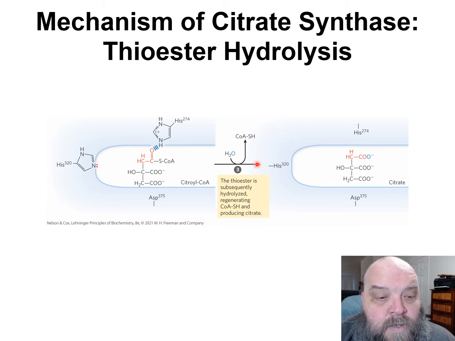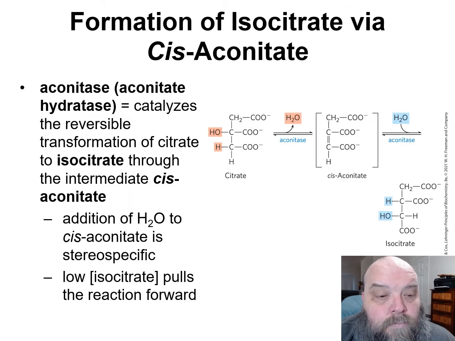The hydroxyl interacts with this carbon, what is now carbon 1, and you get a carboxyl group here for carbon 1. So here's our citrate. 1, 2, 3, 4. Carboxyl, carboxyl, carboxyl.